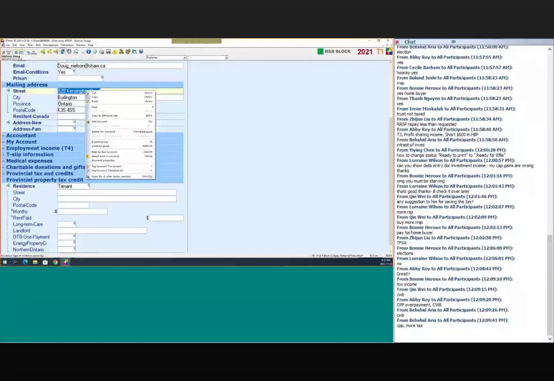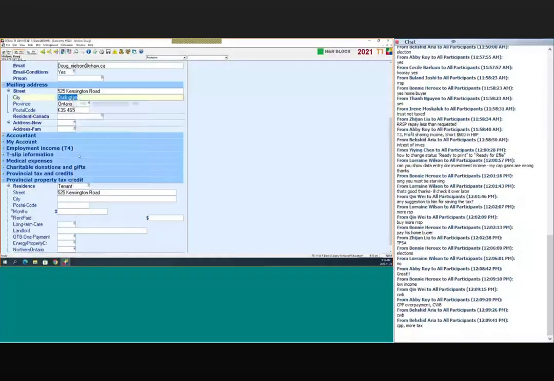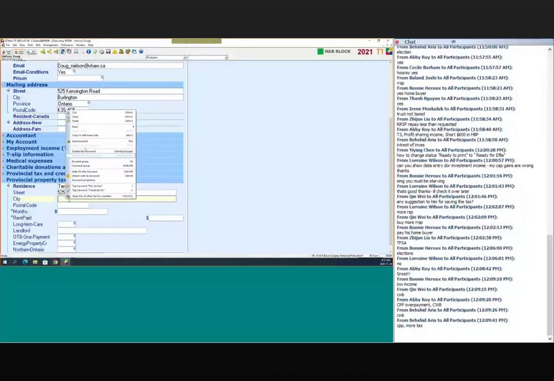But what I'm going to do is copy this, and then I can paste in here. Paste the address, so I don't have to do the data entry, because I know I make lots of mistakes. There we go. And then the postal code, I'm going to copy that and paste.